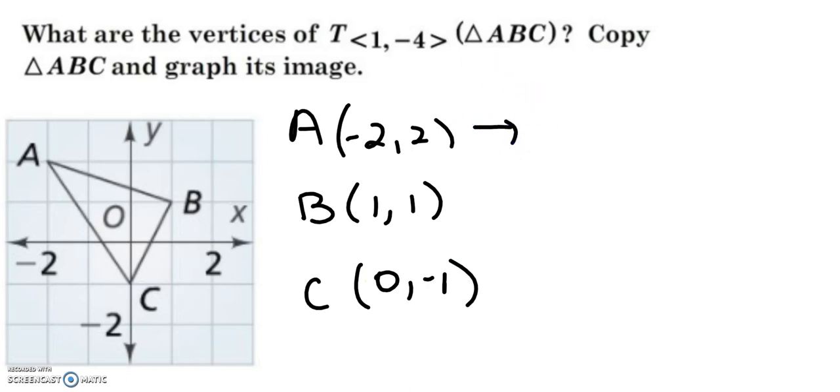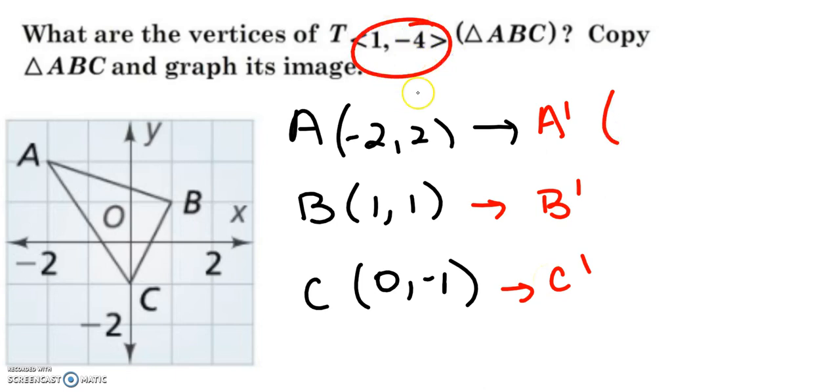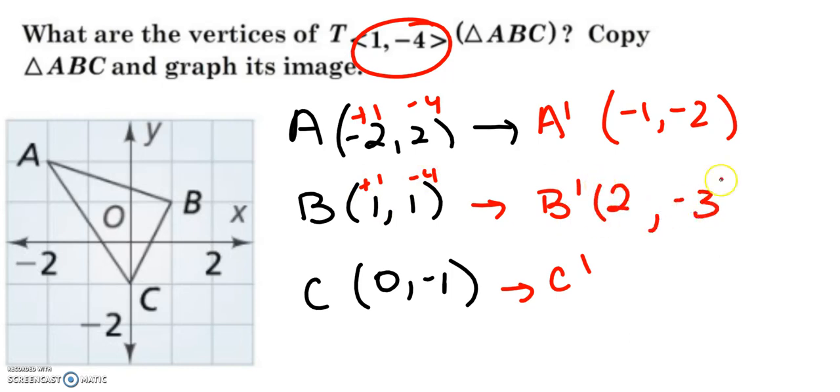So to find A prime, B prime, C prime, and again I use this arrow notation, I'm just going to do what it says here. It tells me to add 1 to my x, subtract 4 from my y. So -2 plus 1 is -1. 2 minus 4 is -2. B prime, you add 1, subtract 4. So if I add 1, I end up at 2. Subtract 4, -3. Add 1, subtract 4. So then I'd be at (1, -5). Now I can't graph these because there's not enough space, but this is the whole point of how you can, just been given points, show what the new image points would be.